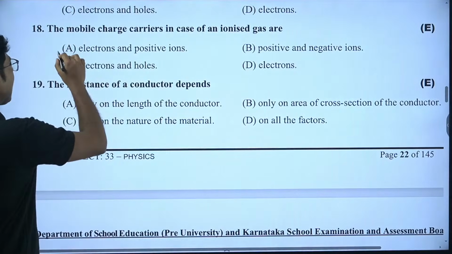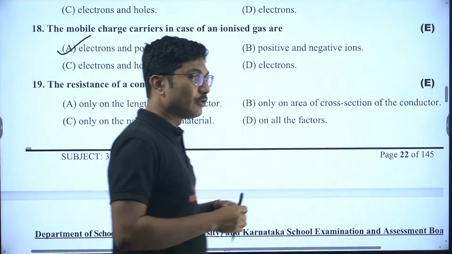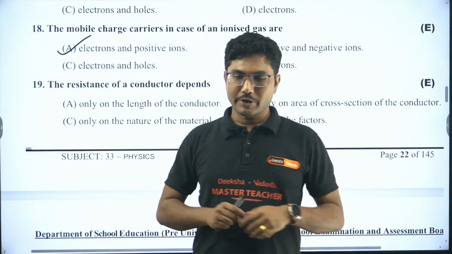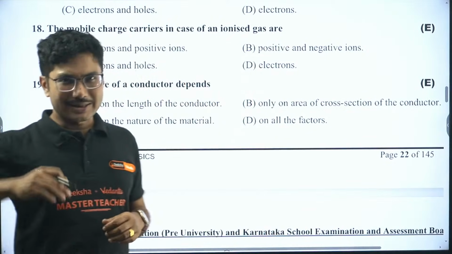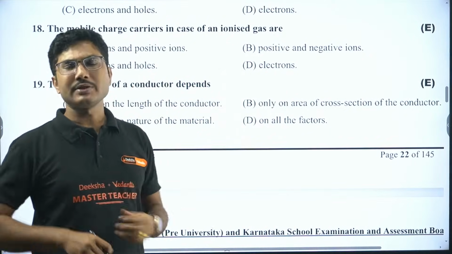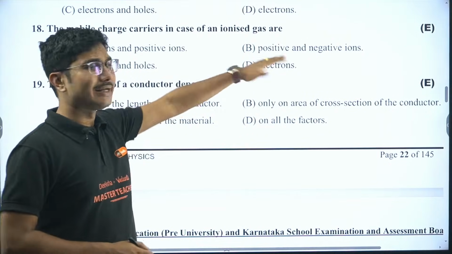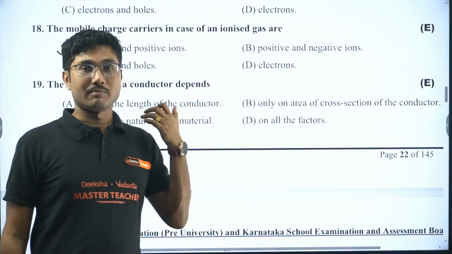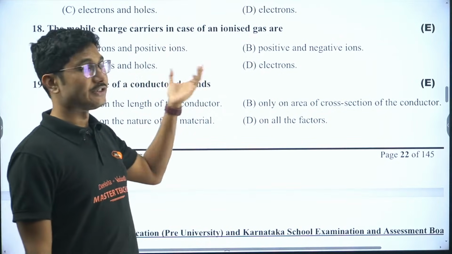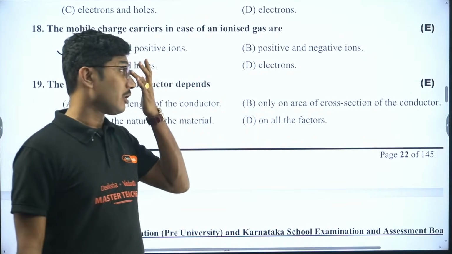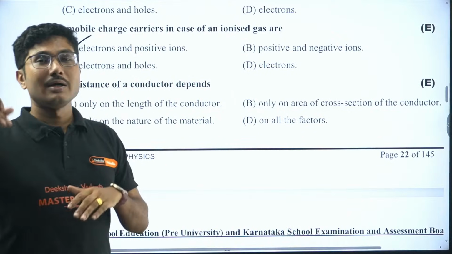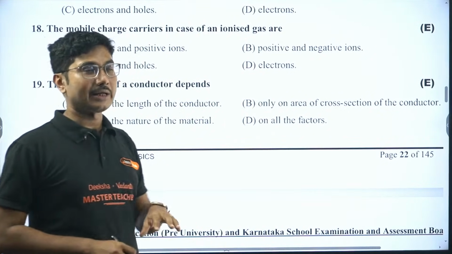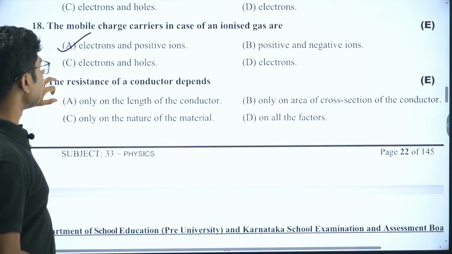Yes, in case of gas, when you ionize a gas, there will always be a positive ion and an electron. Now in certain gases there may be positive and negative ions, but that is very rare. For natural gases you consider, say oxygen, hydrogen, carbon, the gaseous molecules split into a positive ion and an electron. So electron and positive ion is the answer.